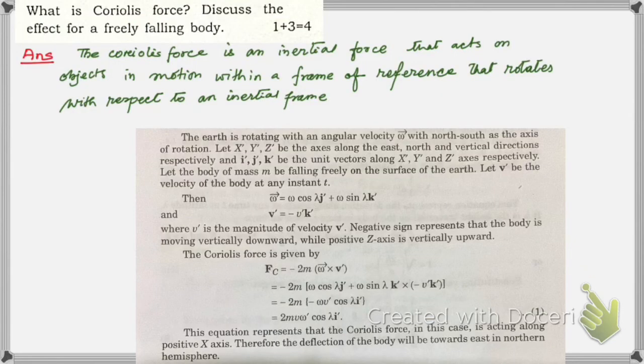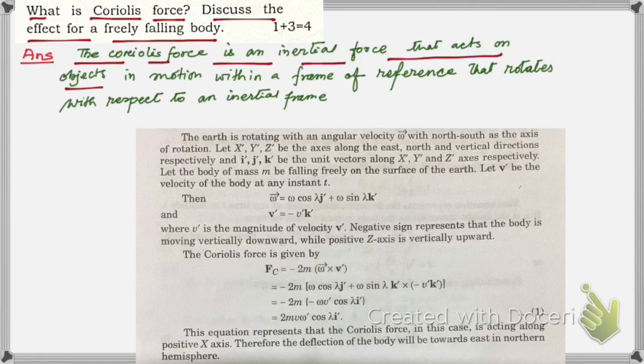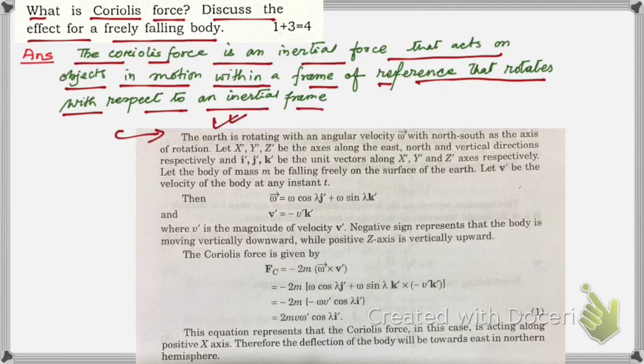Now this is our next question. What is Coriolis force? Discuss the effect on a freely falling body. The Coriolis force is an inertial force that acts on an object in motion within a frame of reference that rotates with respect to an inertial frame. So this is the definition.